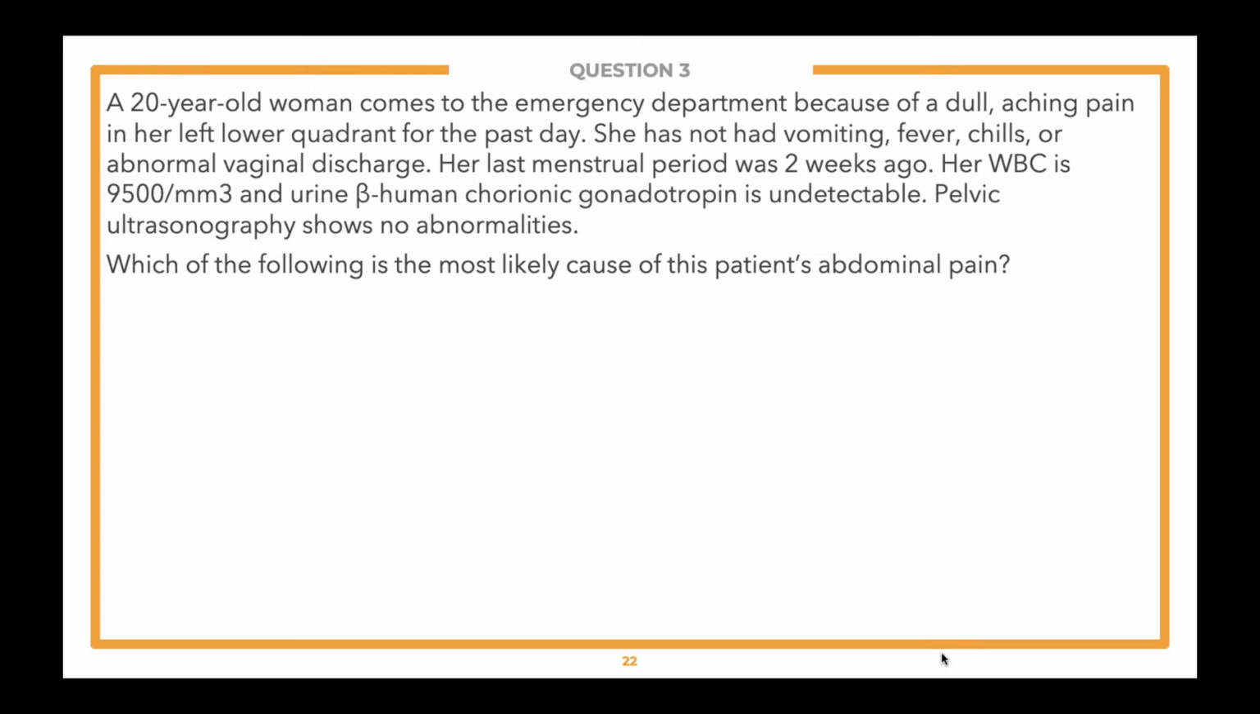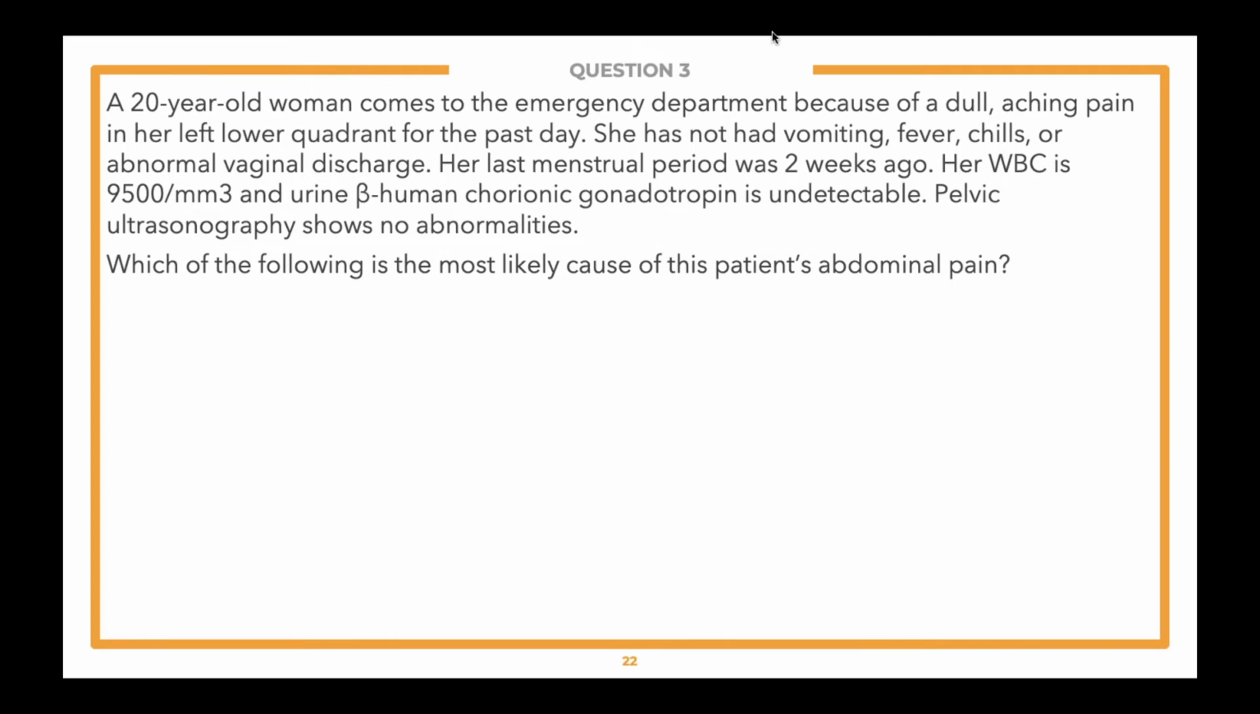A 20-year-old woman comes to the emergency department because of a dull, aching pain in her left lower quadrant for the past day. She has not had vomiting, fever, chills, or abnormal vaginal discharge. Her last menstrual period was 2 weeks ago. Her white blood cell count is 9,500 and urine beta human chorionic gonadotropin is undetectable. Pelvic ultrasonography shows no abnormalities. Which of the following is the most likely cause of this patient's abdominal pain?